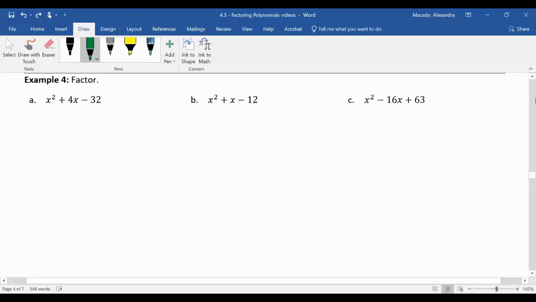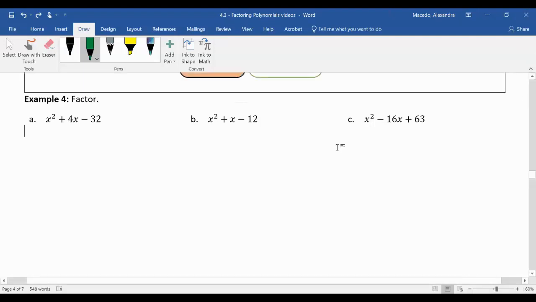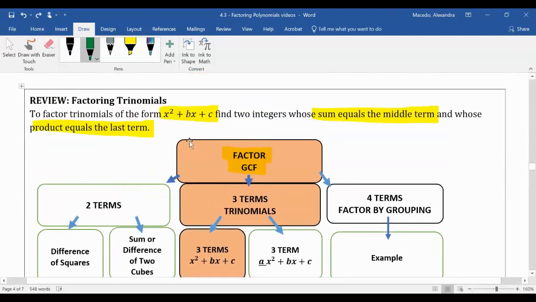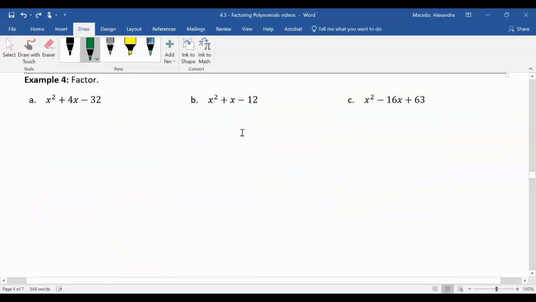Example 4. Factor x squared plus 4x minus 32. We begin by identifying the b and c values. Keep in mind that the general form of a trinomial is x squared plus bx plus c. So in our case, b equals 4, c equals negative 32. We now look for two numbers that multiply and the answer is c, and when they add, the answer is b.